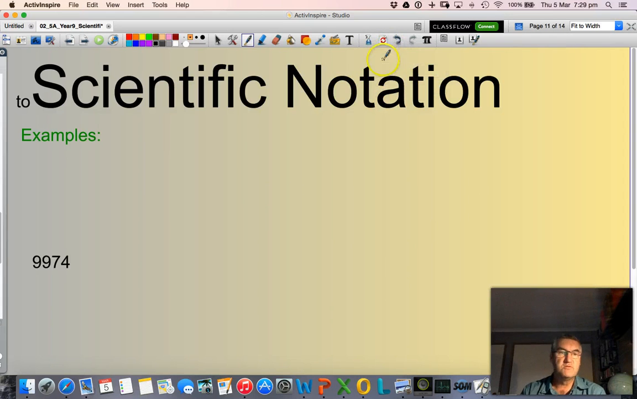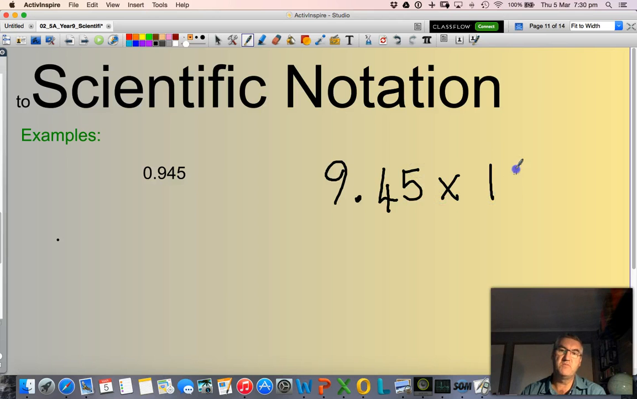Feel free to pause, have a bit of a think and a reflect if you're not too sure. Okay, look at the next one. Now that number there is less than 1, so I know straight off I am going to have a negative power. So I need to move the decimal point to after the first non-zero digit. So I will go to 9.45, and I'm going to multiply that by 10 to the power of something.